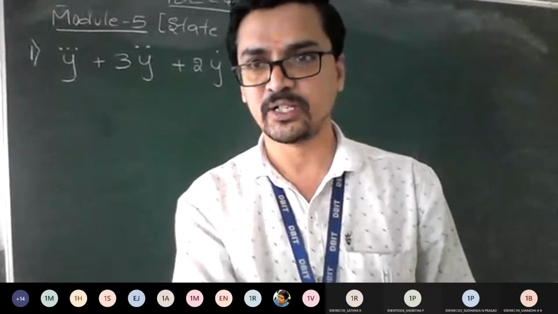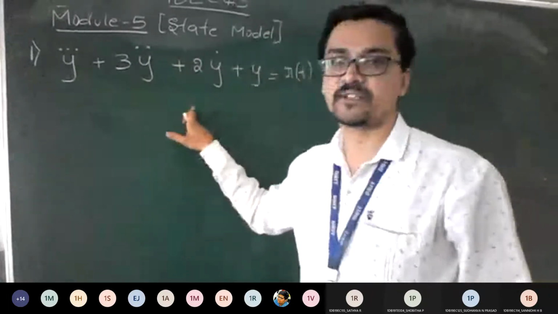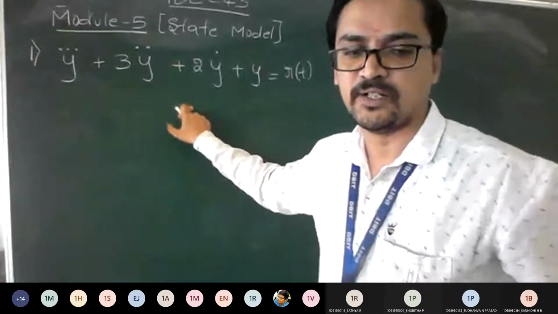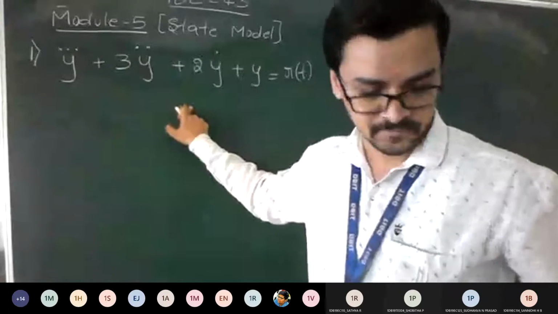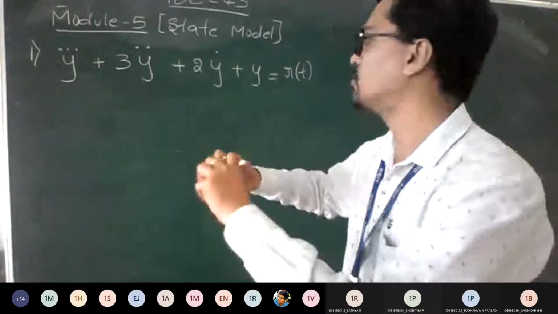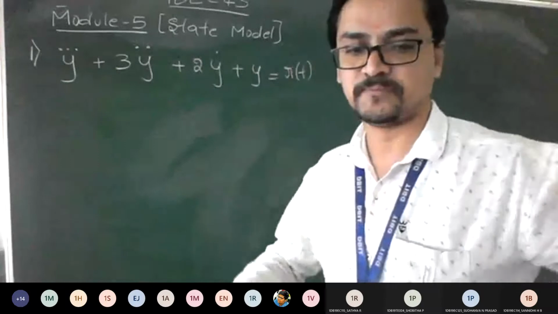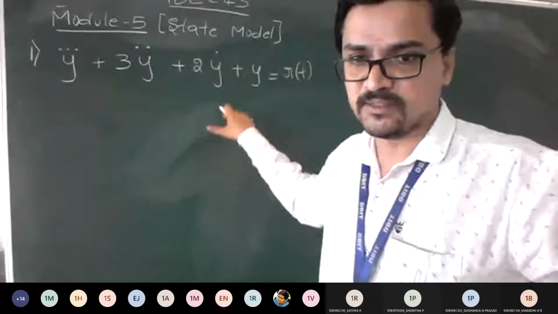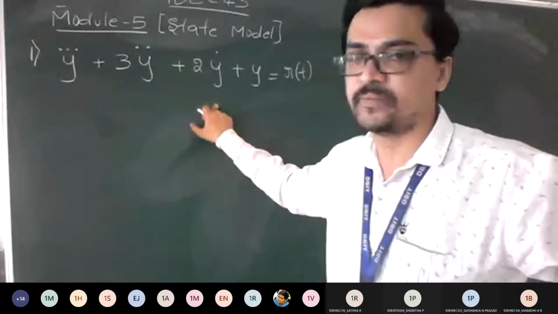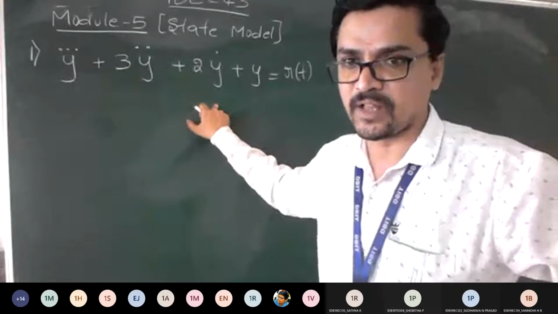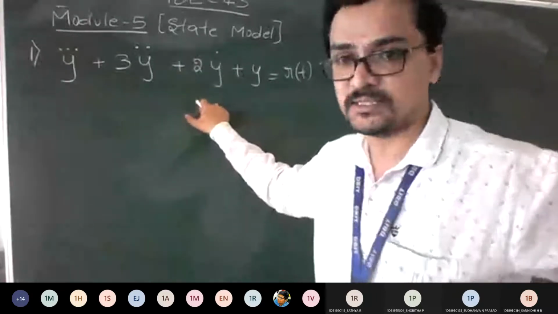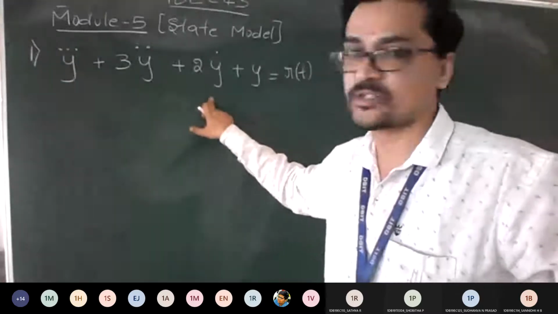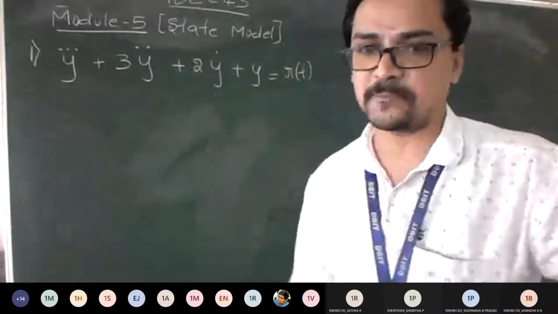Okay. So you can look at the question here. The question will be given in this form. Write down the question. Just make note of the question heading. Write the state model equation for the given below signal. Is it visible? The question says y triple dash plus 3 y double dash plus 2 y dash plus y equals r of t.